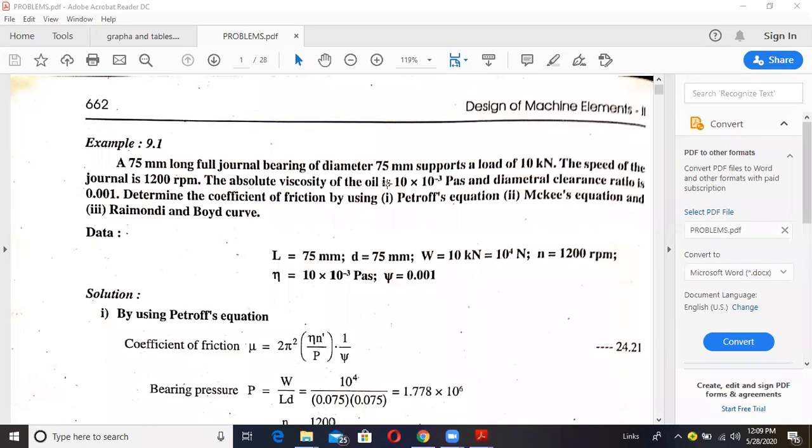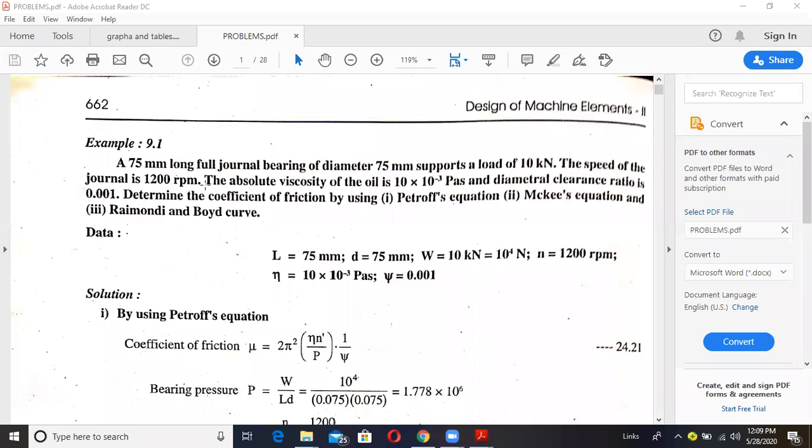The absolute viscosity of the oil is 10 into 10 to the power of minus 3 Pa·s, and the diametrical clearance ratio is 0.001. Determine the coefficient of friction by using Petrov's equation, McKee's equation, and the Raymond and Boyd curve.